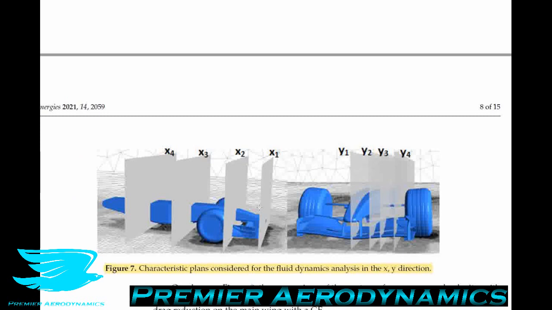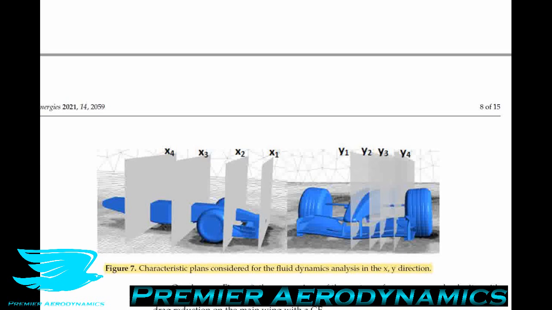X1 is at the very start of the car, just as we're hitting the nose. Then X4 goes all the way down well past the tires, and we're almost at the cockpit area. Then we have 4 Y planes cutting through from right down the middle of the car through the nose to going all the way to the inside part of the tire.